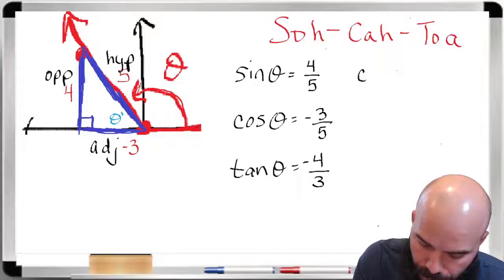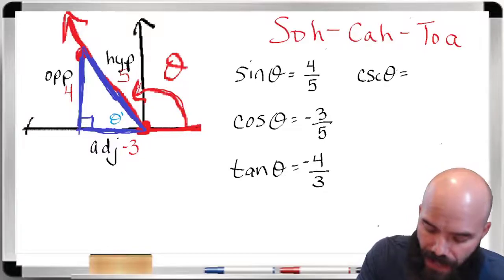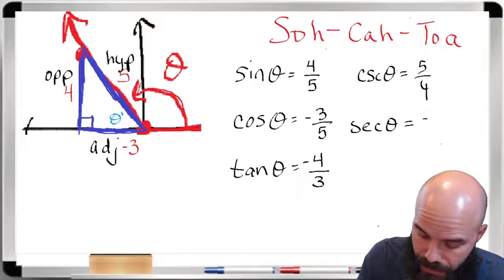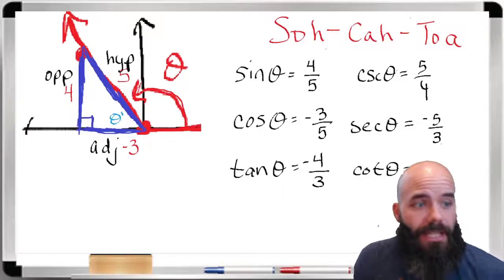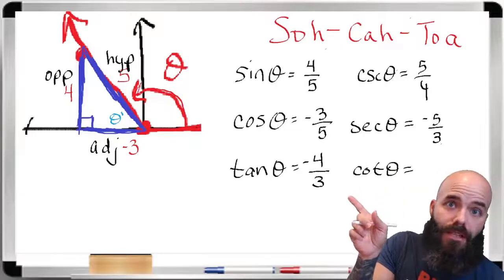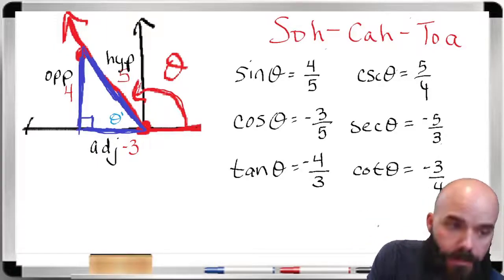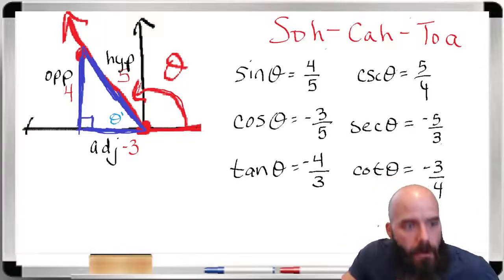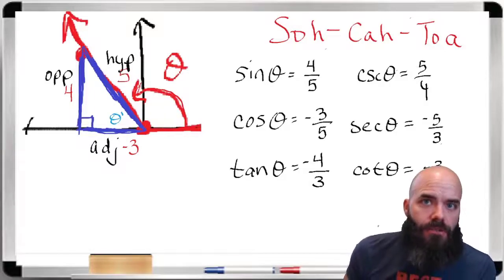Now the other 3 trig functions are simply reciprocals. And so remember, the reciprocal of sine is cosecant. So cosecant is 5 over 4. Secant is the reciprocal of cosine, and so that's -5/3. And then cotangent is the reciprocal of tangent. If tangent is -4/3, then cotangent is -3/4. Boom! Notice I use theta prime to find these exact values.